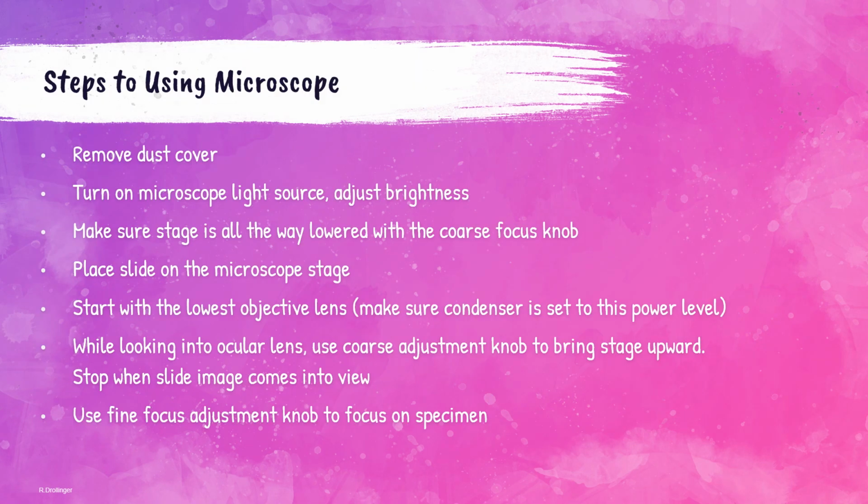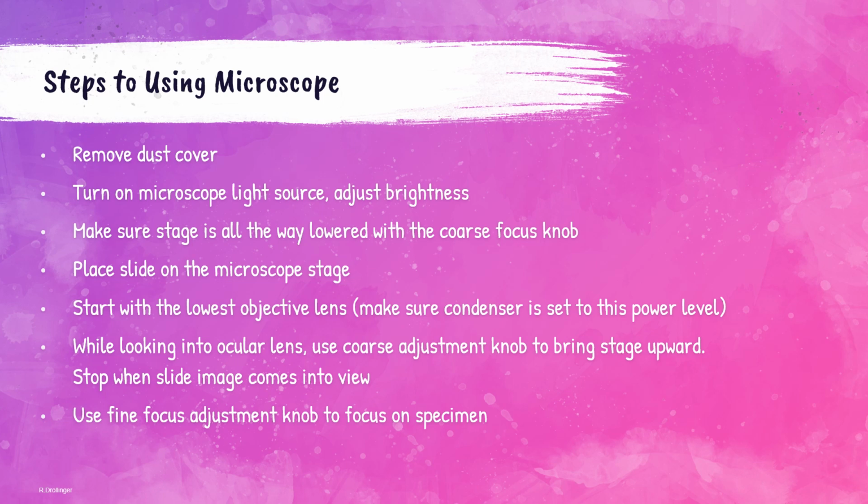I've outlined some steps of how to use a microscope in order. First, the dust cover needs to be removed. Ensure that the microscope is plugged in to a power source. Then the light source must be turned on and the brightness of the light source adjusted. Ensure that the stage is all the way lowered, so this can be done by using the coarse focus adjustment knob. The slide with the specimen needs to be placed on the microscope stage.